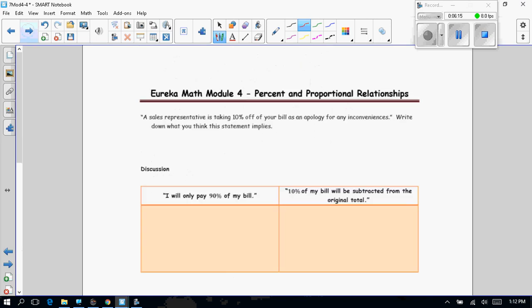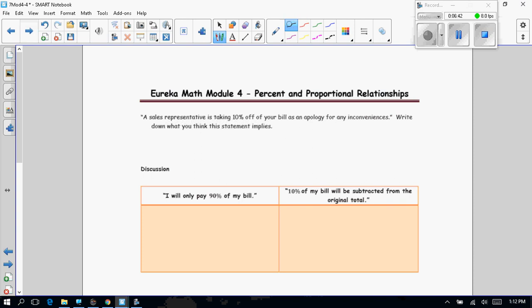All right, let's jump over to this problem next. We have a sales representative taking 10% off your bill as an apology for any inconveniences, right? Maybe you're at a restaurant and it was a bad situation. Something bad happened. You got sick or whatever. Or they spilled hot soup all in your lap. And so they're like, we'll take 10% off. So what does this mean? What do you think this means?